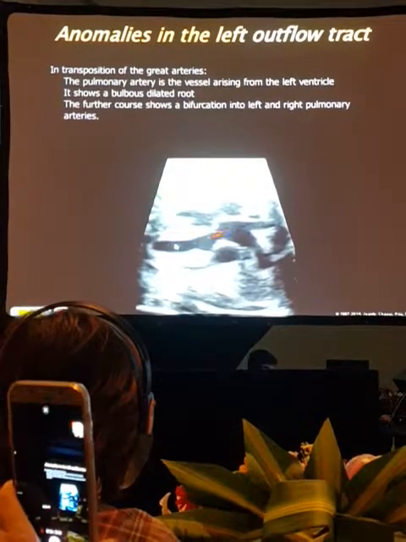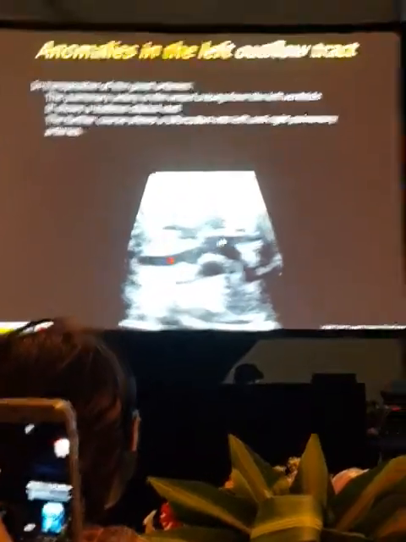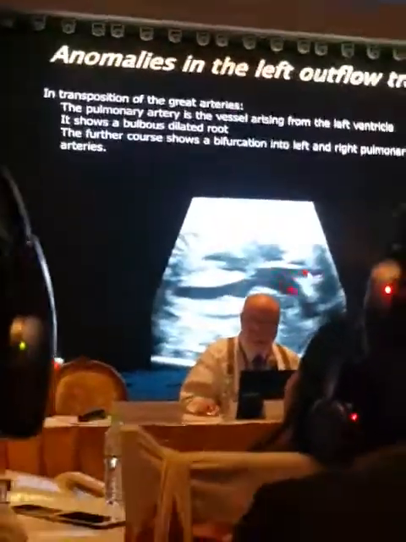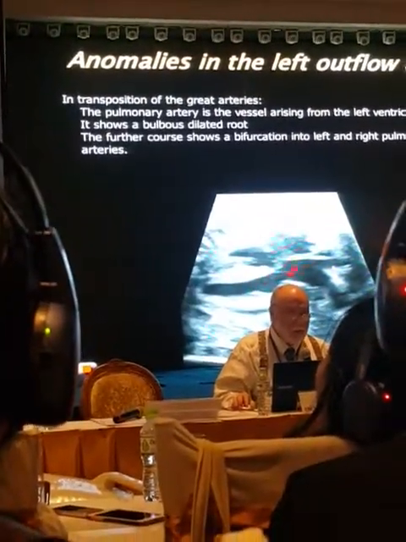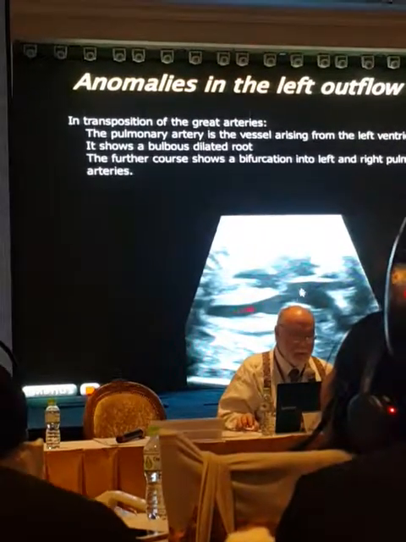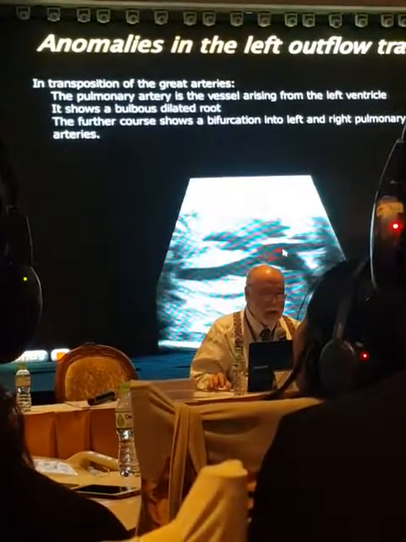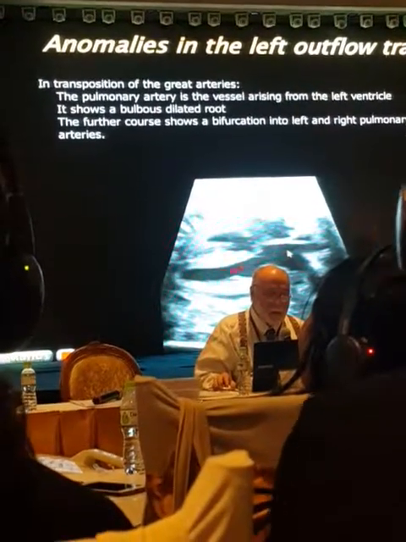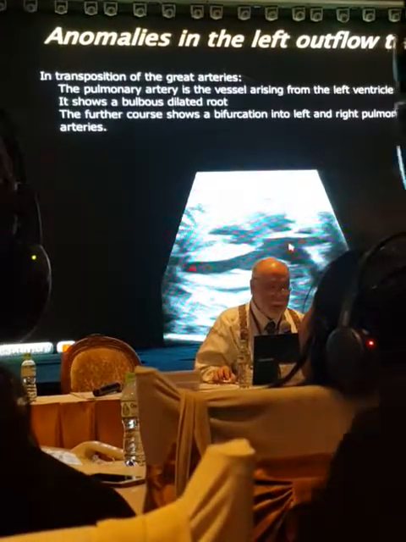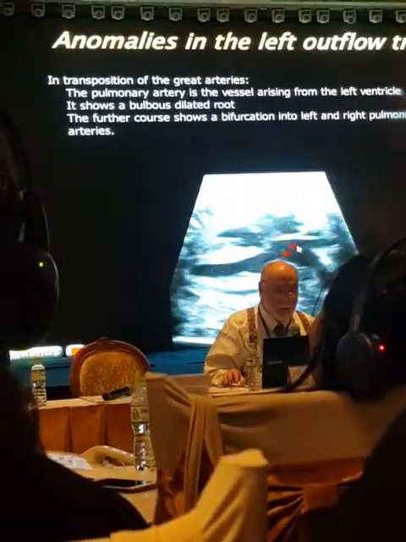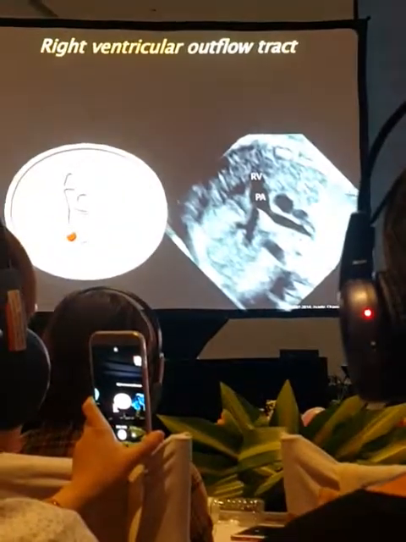Now here we have the left outflow tract. It goes into the aorta, and surprise, surprise, this aorta is dividing in two vessels. The aorta should not be doing that. This is not the aorta, this is the pulmonary artery. So this is not a normal left outflow tract. This is a transposition of the great arteries. Here we have the three vessel view.